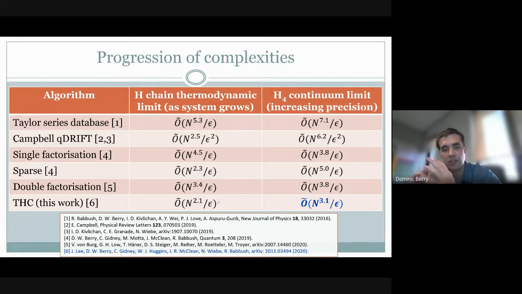The other case is where you're increasing the precision of a simulation on a fixed system just by increasing the number of orbitals. So increasing n, but still looking at the same system. Typically what we find here is that the scaling with n is worse, and we get a scaling of about n to the 3.1, which is still better than the scalings of any of the previous methods.